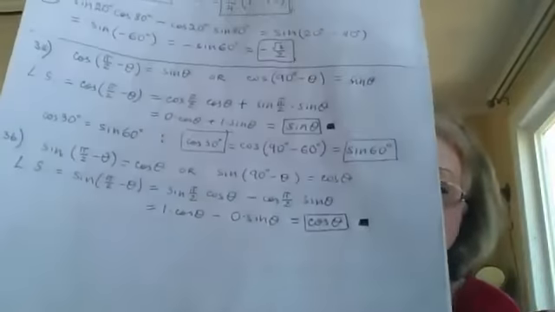So 1 times cosine theta will be cosine theta. 0 times sine theta is 0, so I'm going to ignore it. Which means I already proved that, and I am placing another small square because I definitely proved that formula.